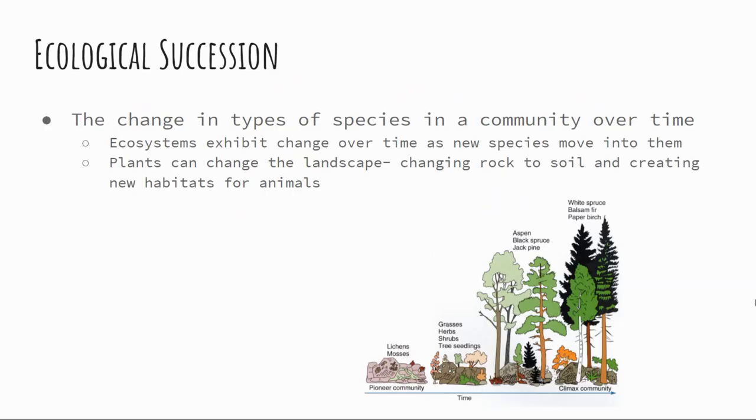So ecological succession is a change in types of species in a community over time. Ecosystems are going to exhibit change, as we have studied. And with this change, new species are going to move into them and older species will disappear or move to other areas. Plants can change the landscape.